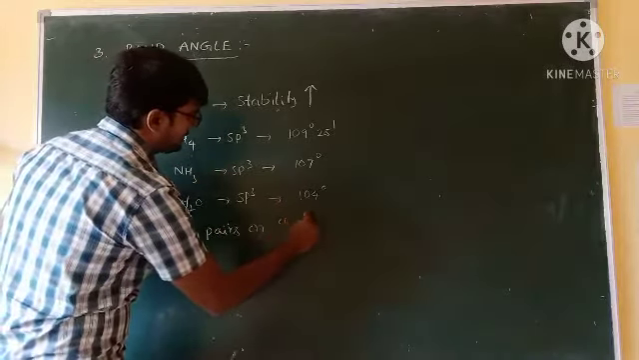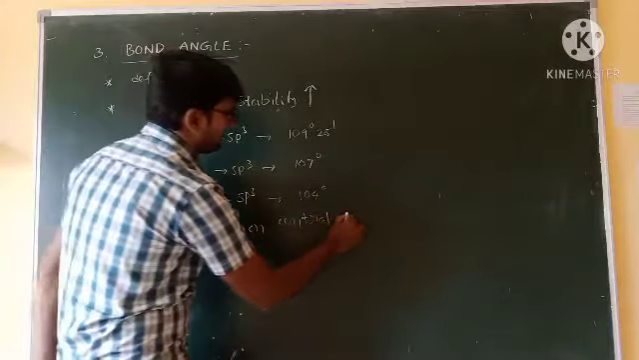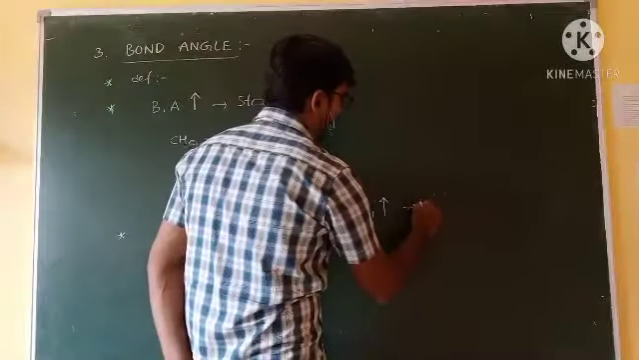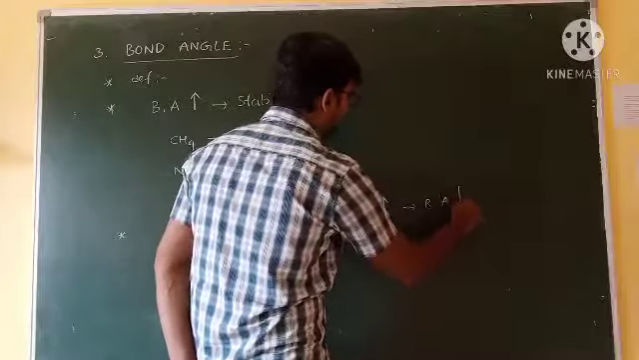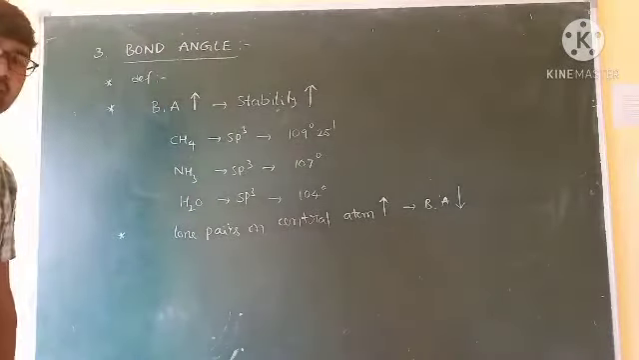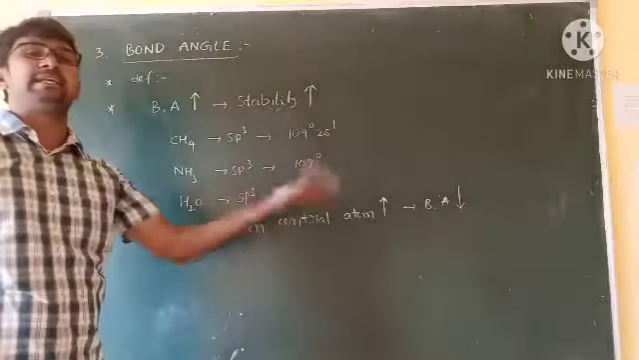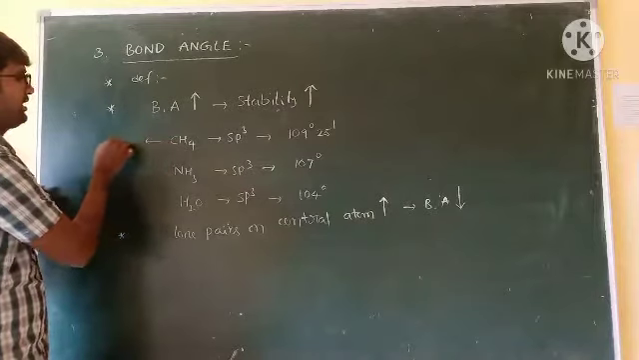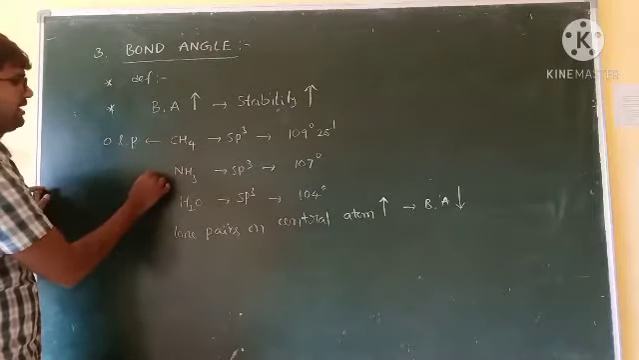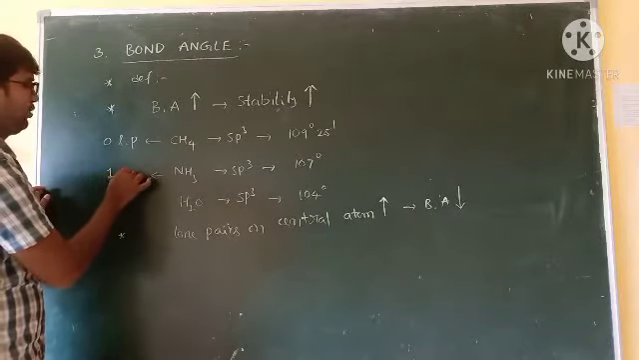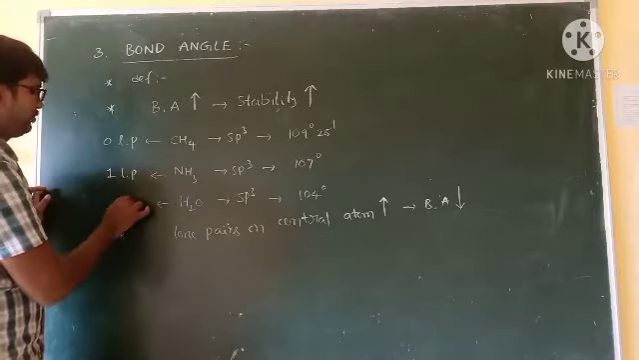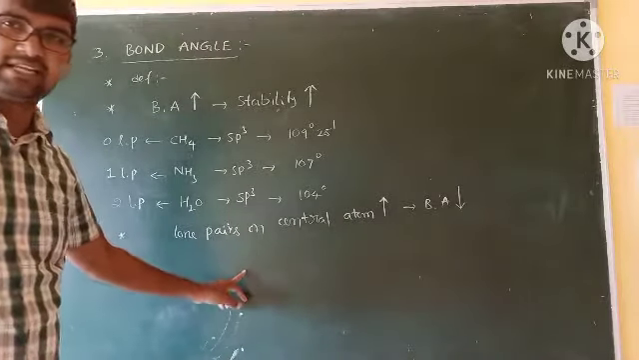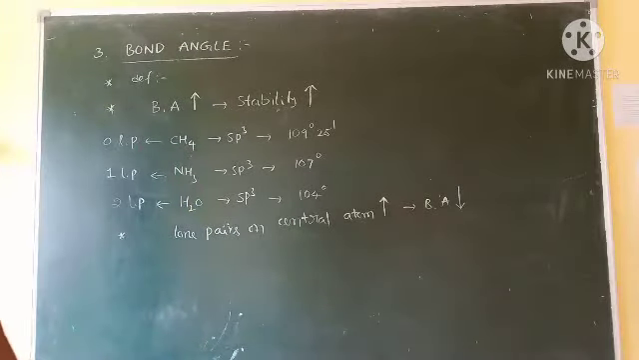Very simple. If lone pairs on the central atom increase, bond angle decreases. We know that lone pairs decrease bond angles. CH4 contains zero lone pairs, NH3 contains 1 lone pair, H2O contains 2 lone pairs. So if the lone pairs on the central atom increase, then the bond angle decreases.